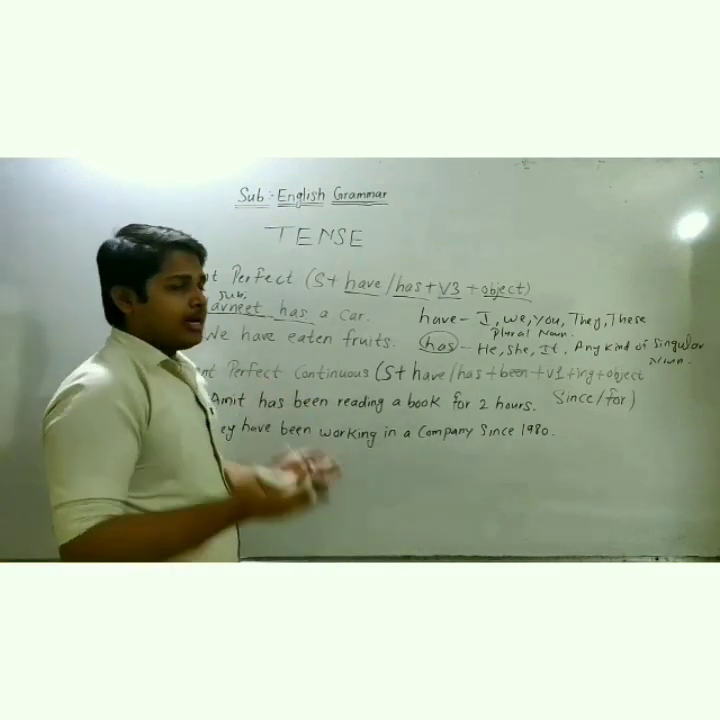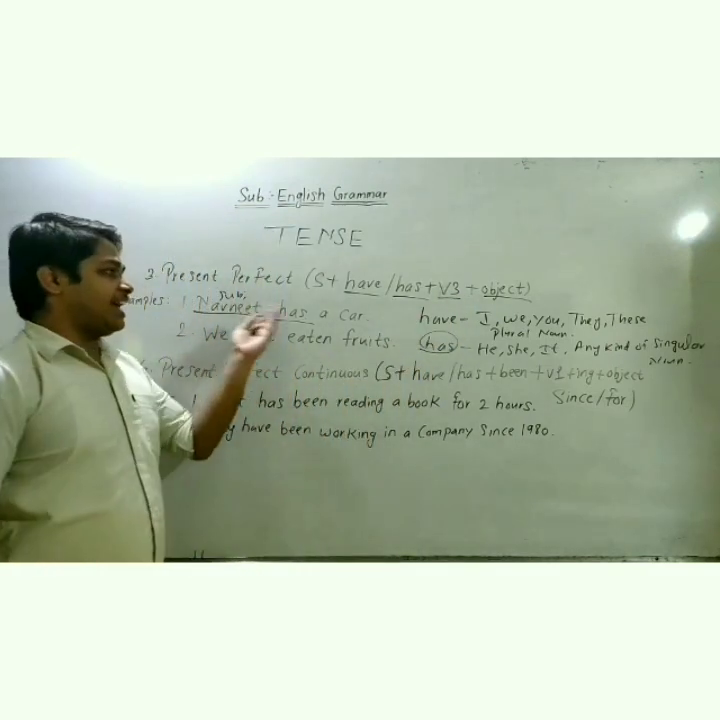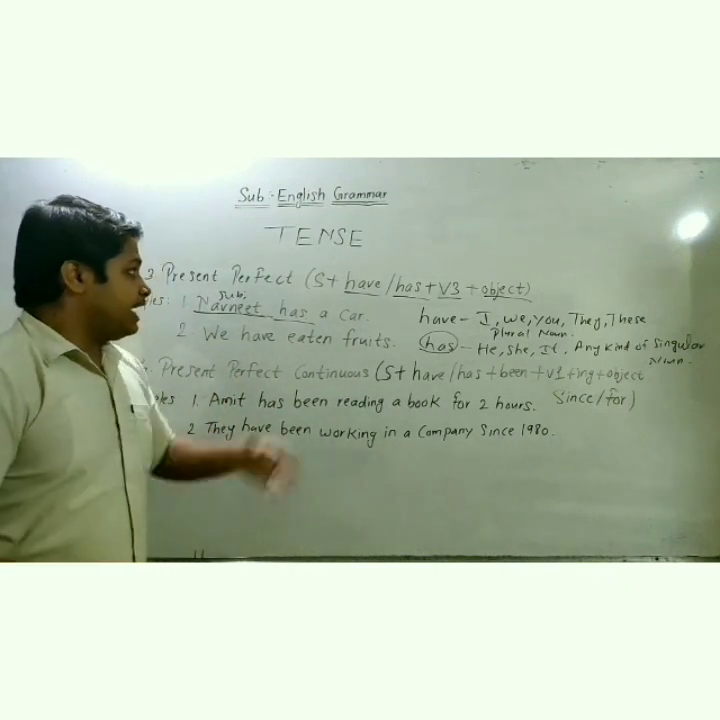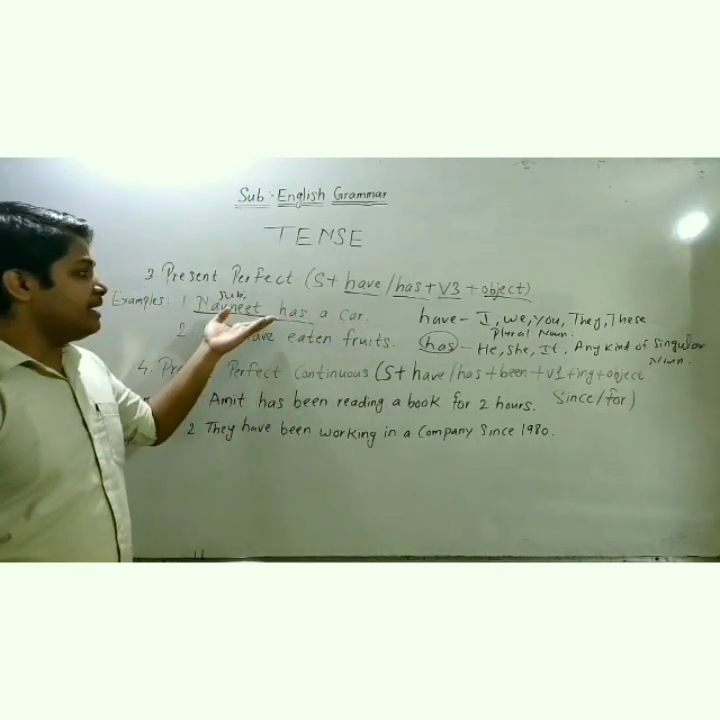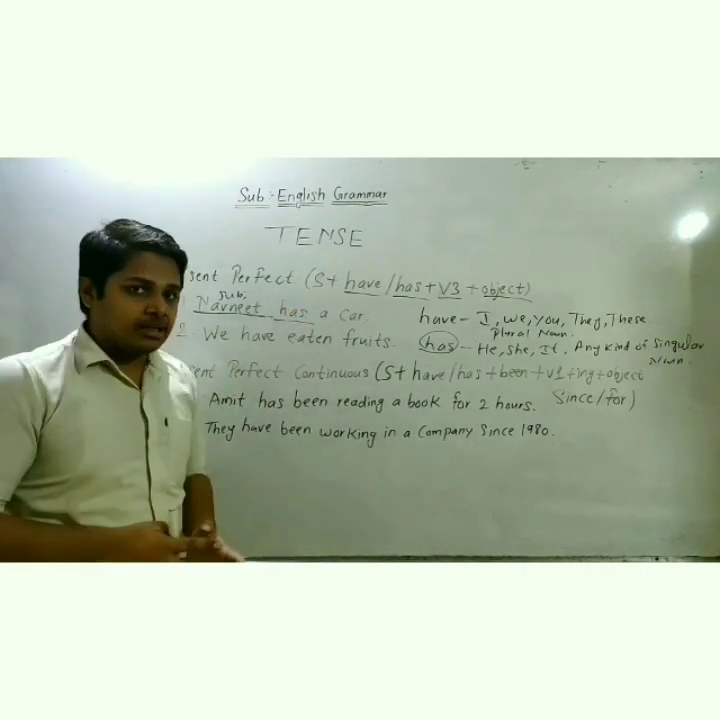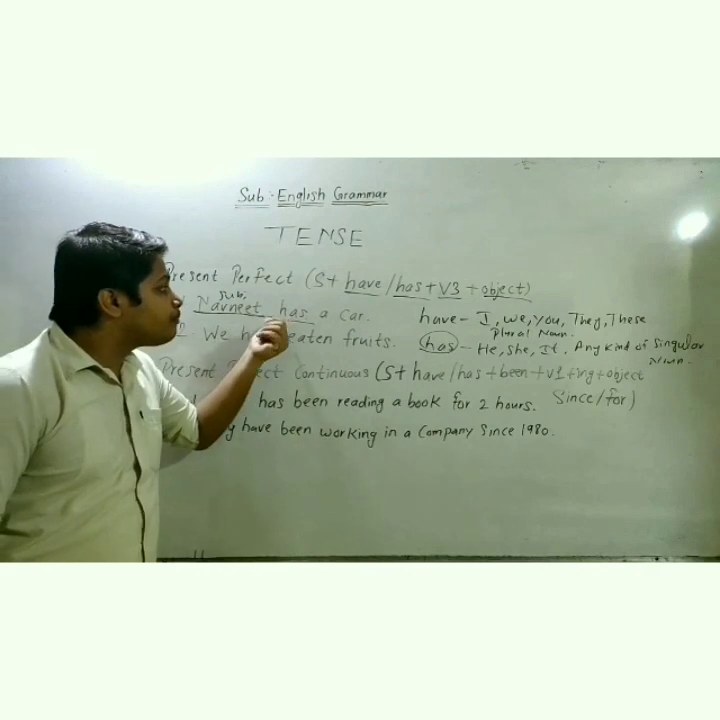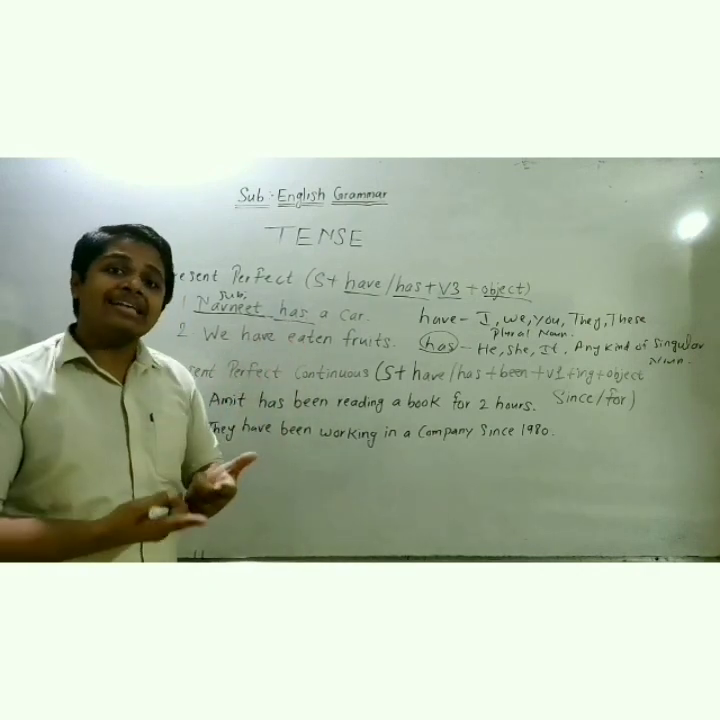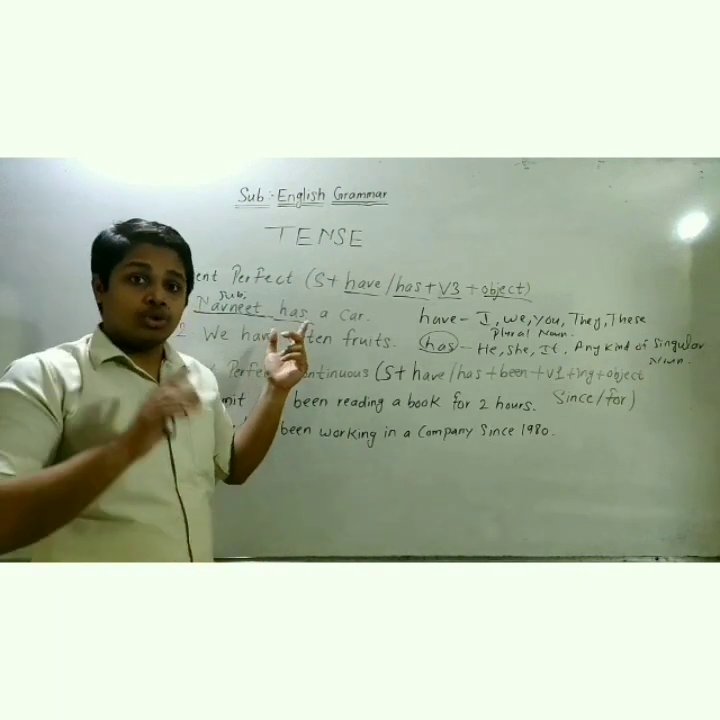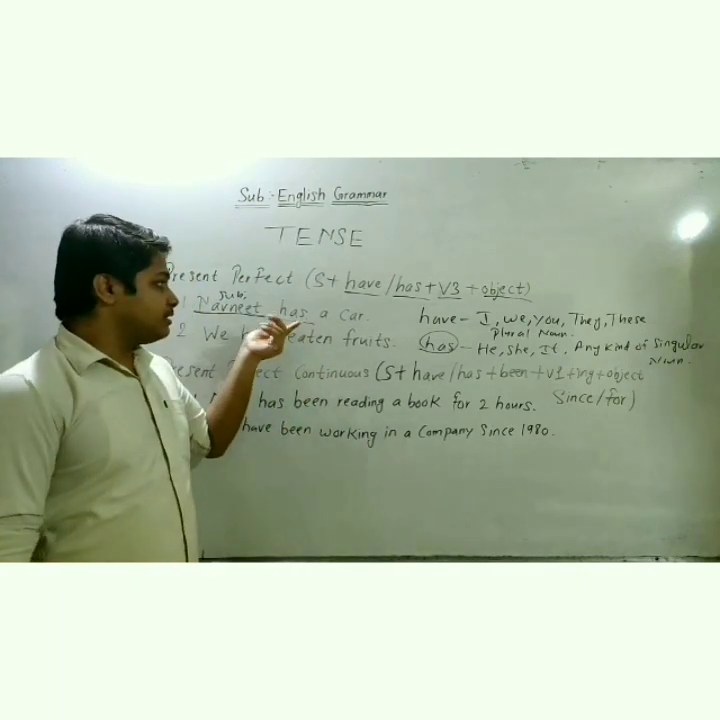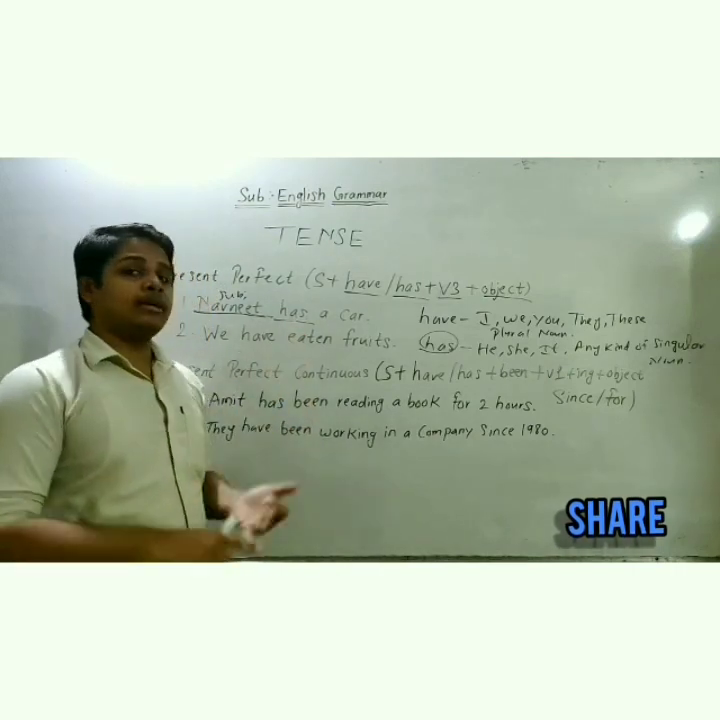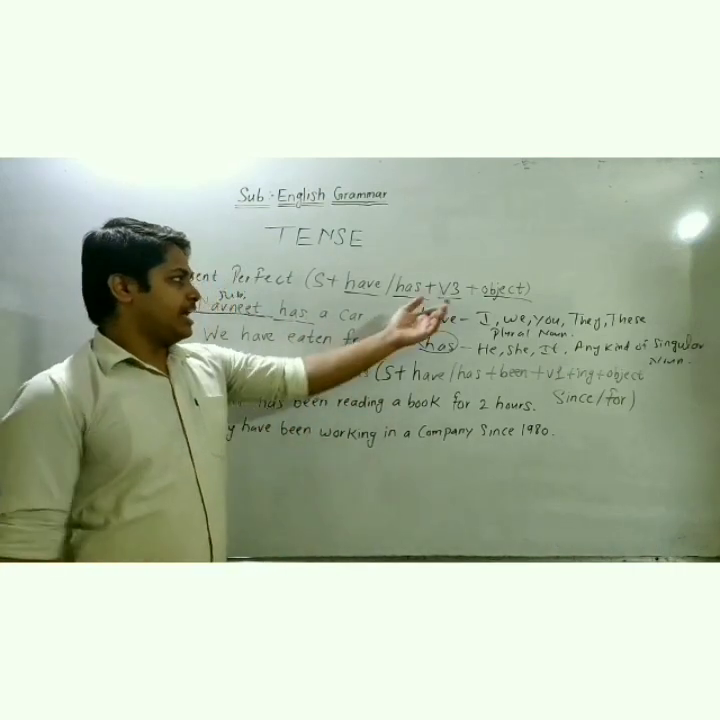Sir, if you are writing the verb's third form and there is no action word, listen carefully. If the verb is missing in a particular sentence, we have to assume this helping verb as a main verb also and a helping verb also. It is not a third form.